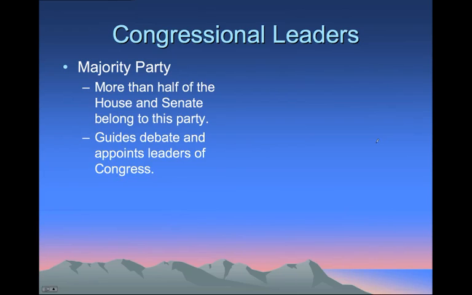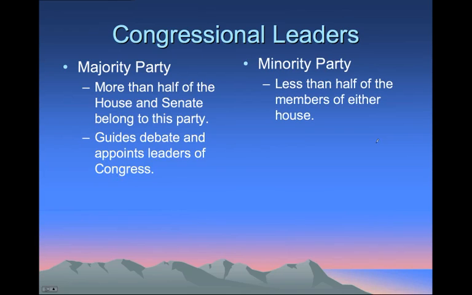Now, right now, that's mixed. In the Senate, the Democrats are in the majority, whereas in the House of Representatives, the Republicans are in the majority. And so when you're in the majority party, you get to guide the debate, you get to appoint the leaders of your House, and so this really gives that party a lot of influence to create and pass laws. Whereas if you're in the minority party, that means you have less than half of the members of either the House of Representatives or the Senate.